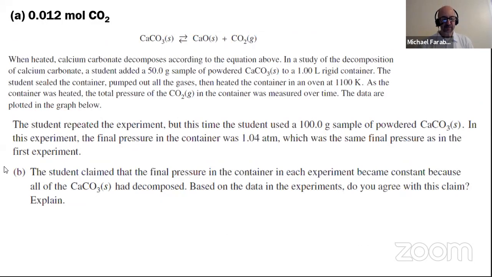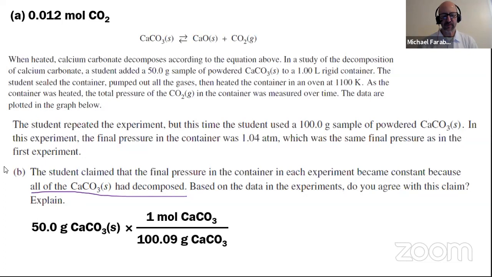On to part B. Now the student claimed that the reason why the final pressure in the container became constant is because all of the calcium carbonate had decomposed. Well, I'm pretty set up to disagree with this claim, but let's talk about what's going on here. So we had initially 50 grams. Now you could look on the periodic table and find the molar mass of calcium carbonate. So calcium is about 40, carbon's about 12, and oxygen 16.